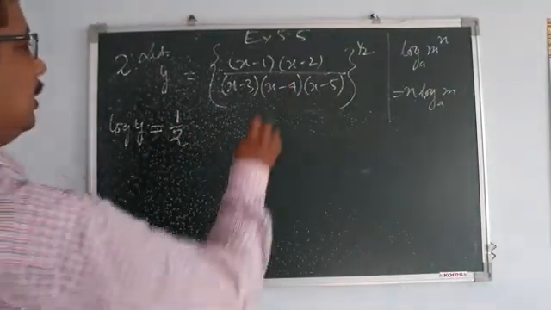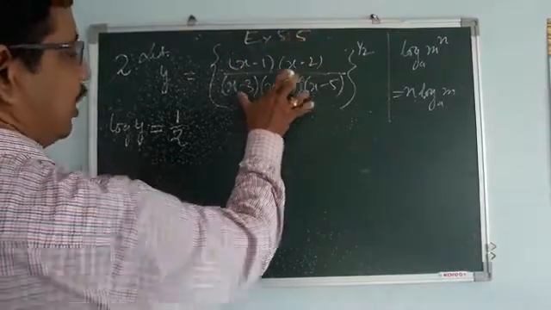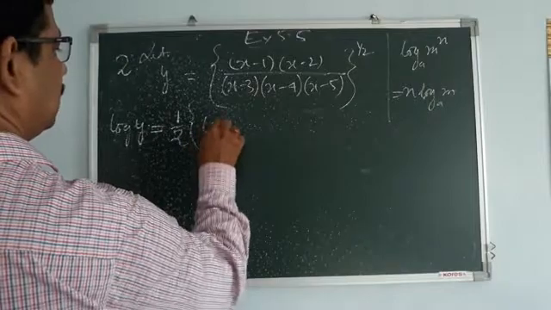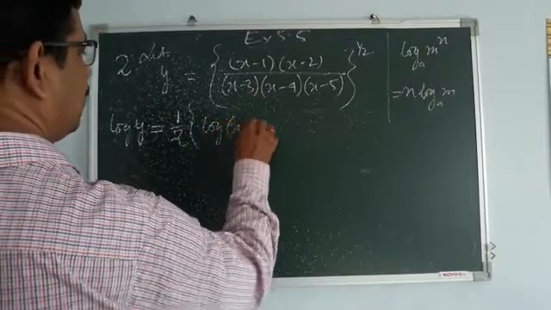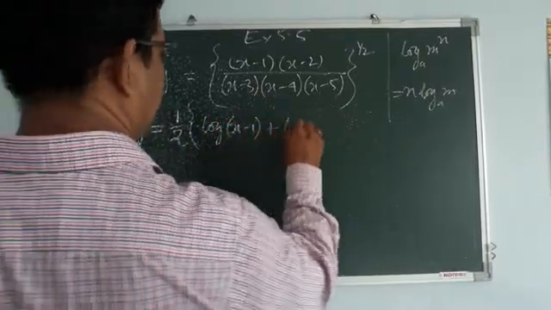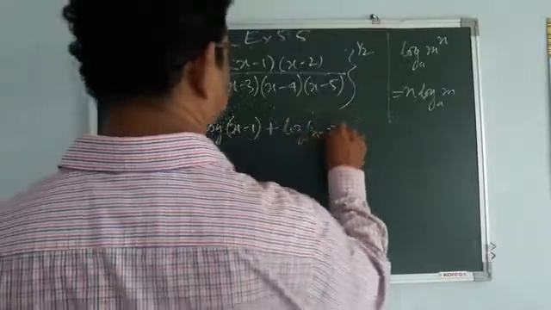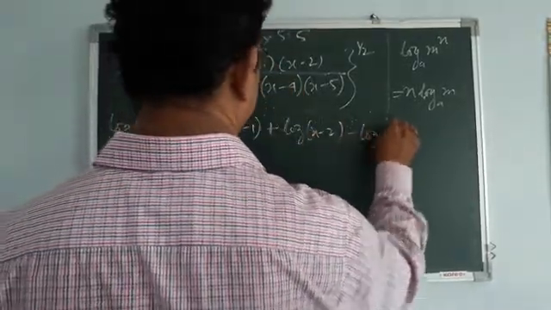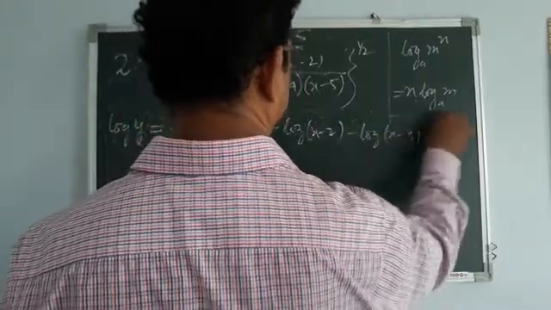Here, divide is this by this, so it will be what? Log (x minus 1) plus log (x minus 2), as product is there, and for division it is log (x minus 3) minus will come.